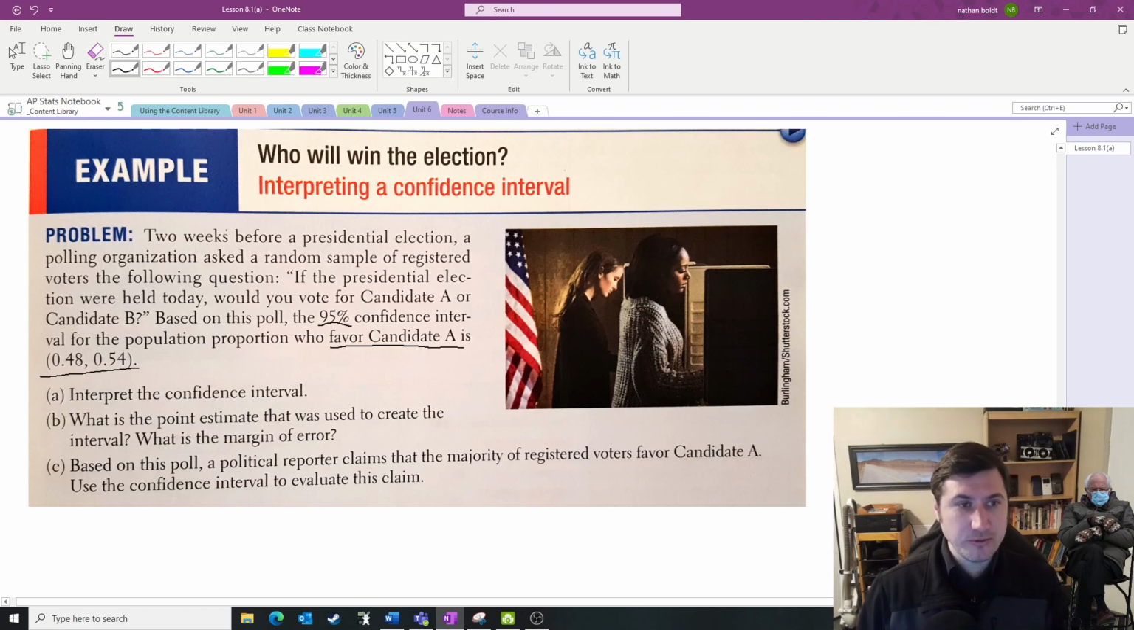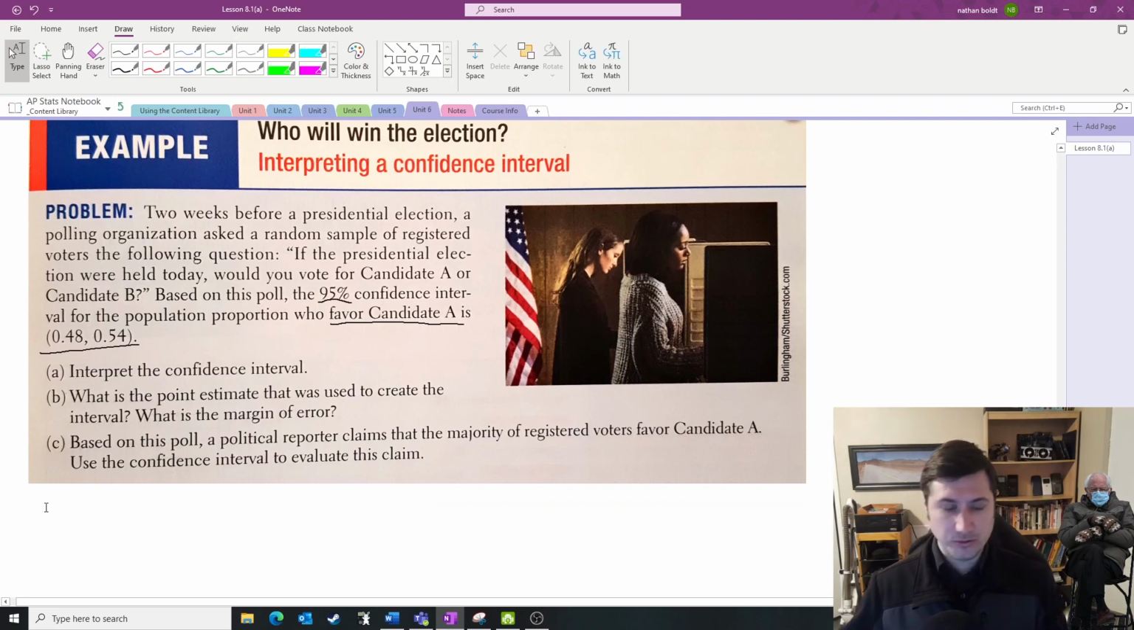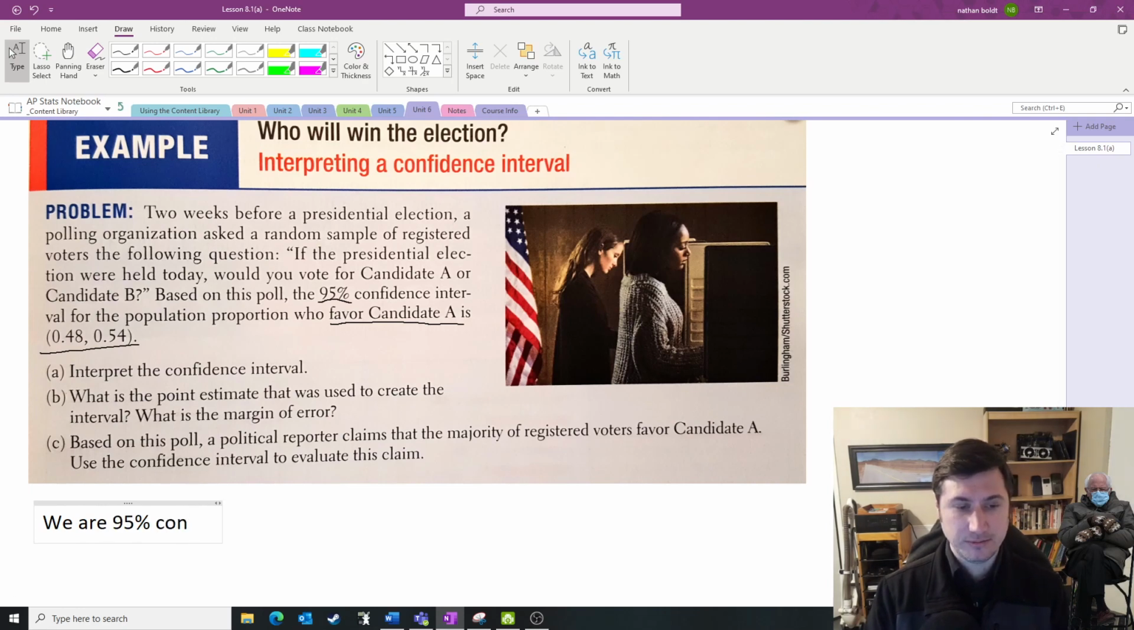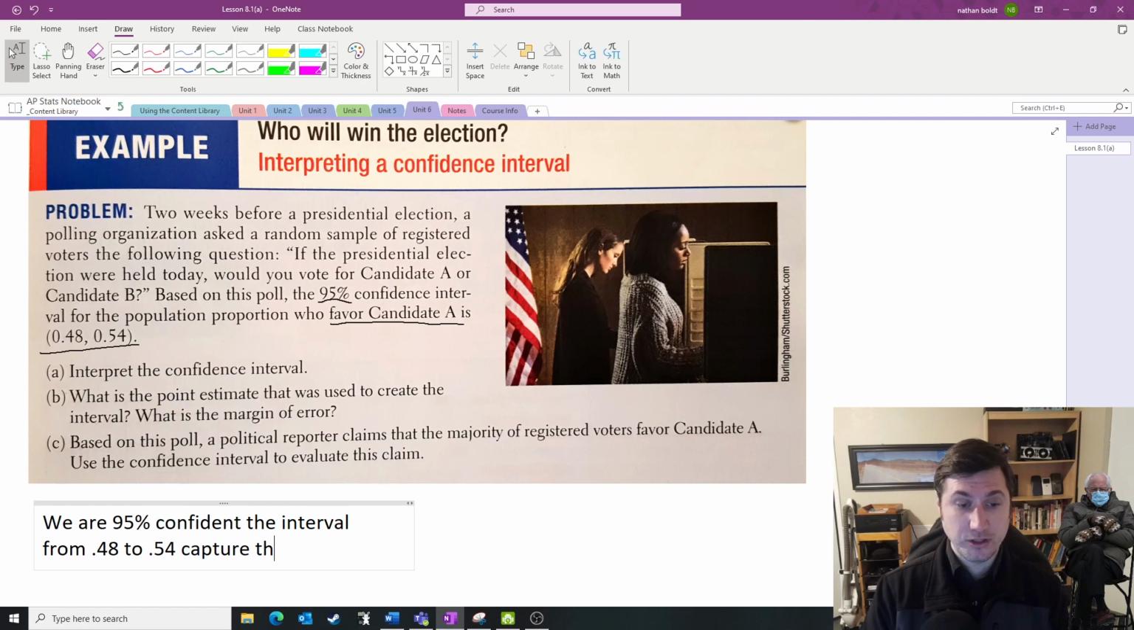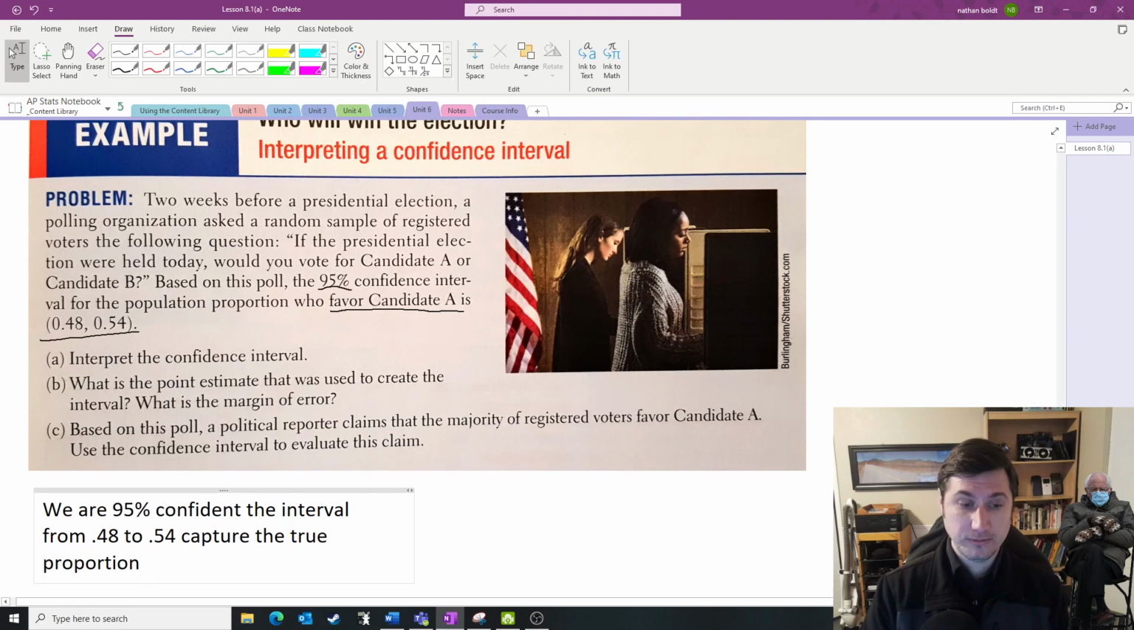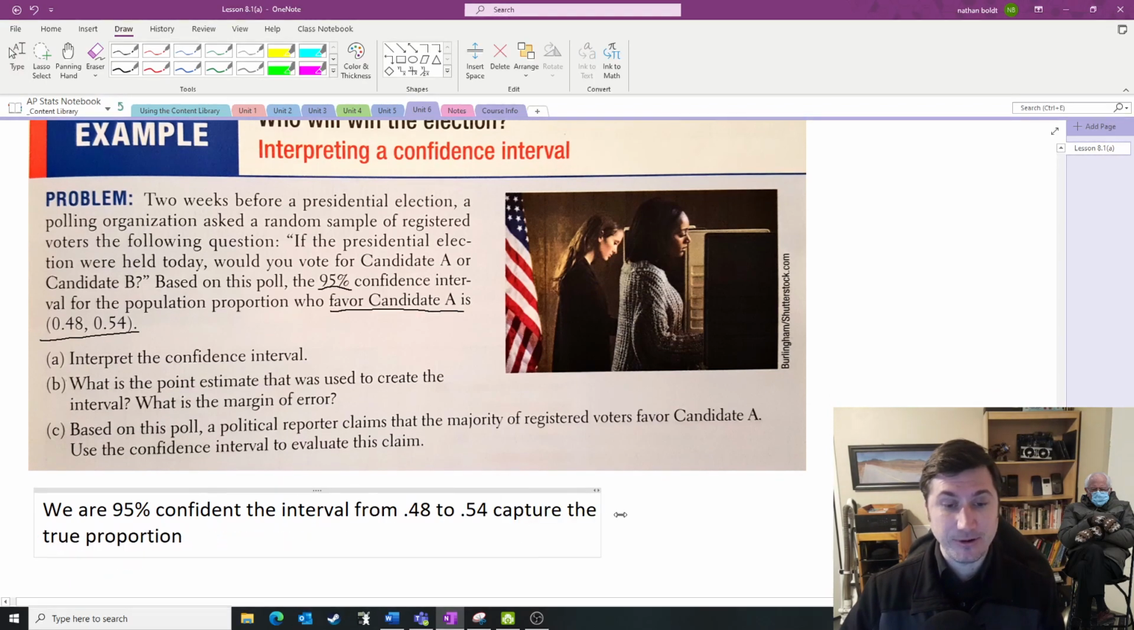So what I want you to be able to do right now first is interpret that confidence interval. All right, so what does that confidence interval mean? It means we are 95% confident. All right, we're 95% sure the interval from 48%, you can do a decimal or a percentage, to 54% captures the true proportion, context time, right?